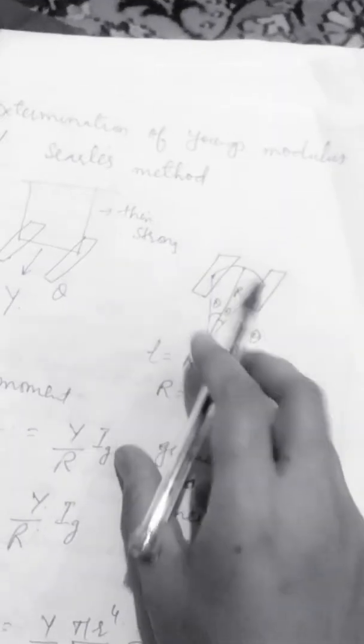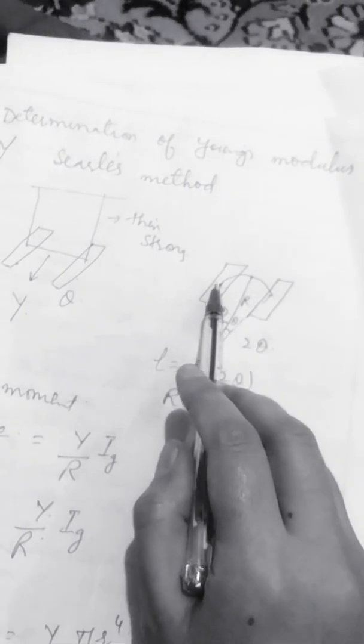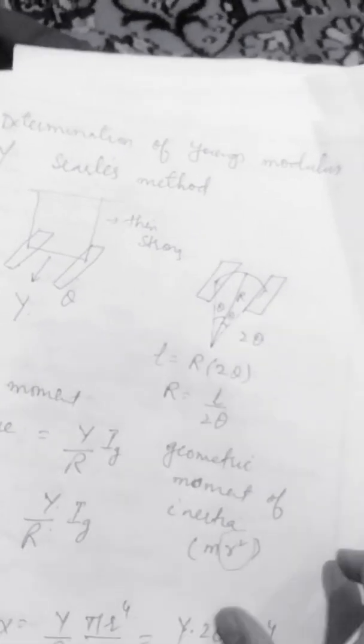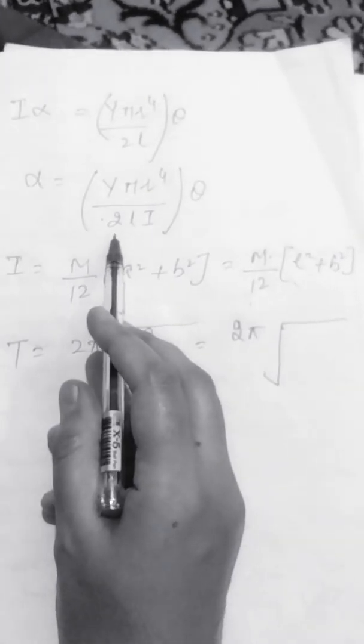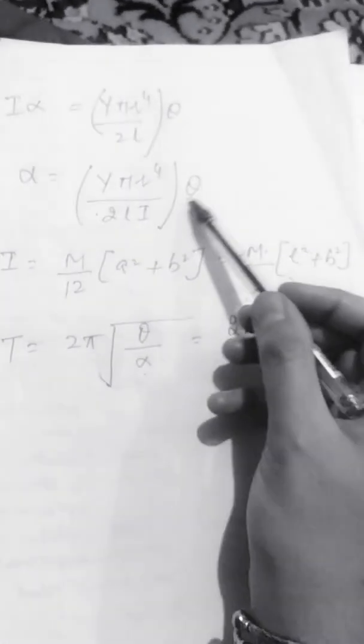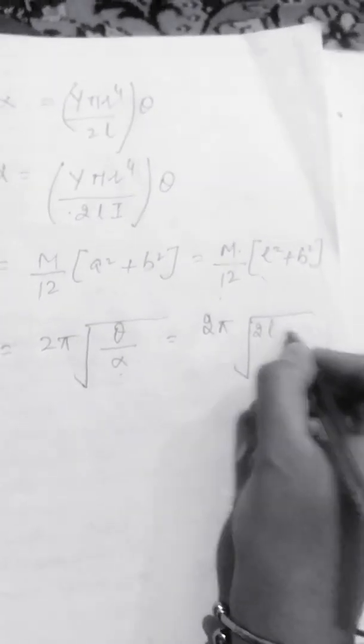So why did I talk about time period? It is the time period of oscillation of this, because this wire produces a twist in the two metallic bars and they start oscillating, right? So it is the time period of those oscillations. For this alpha you can substitute this factor, and you know that theta and theta will get cancelled, and ultimately we are left with 2Li by y pi r4.